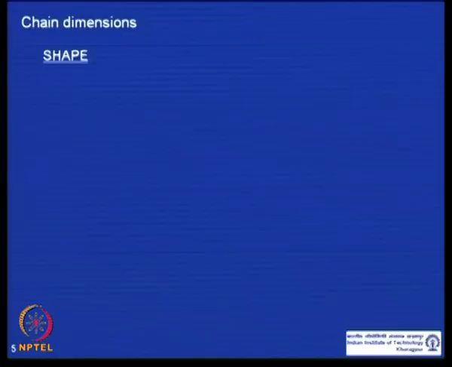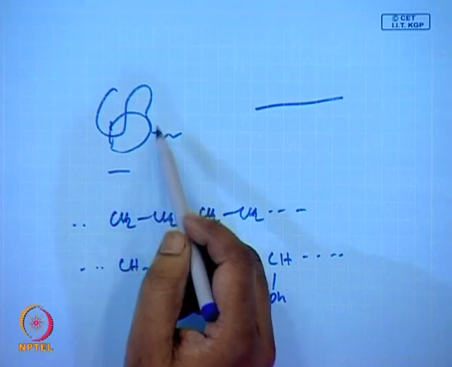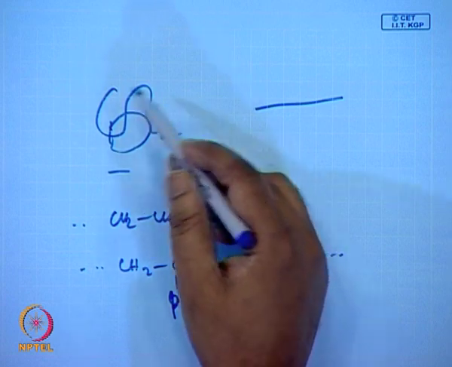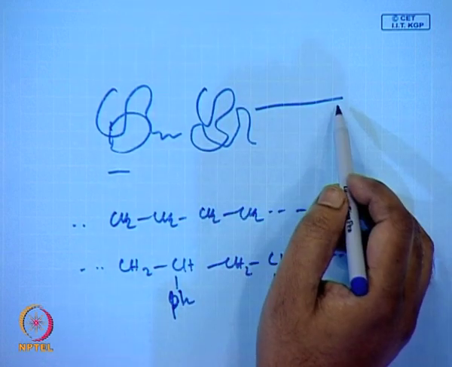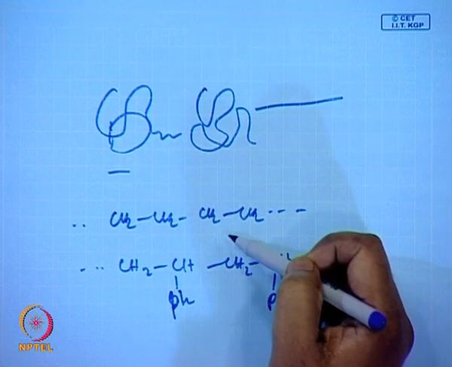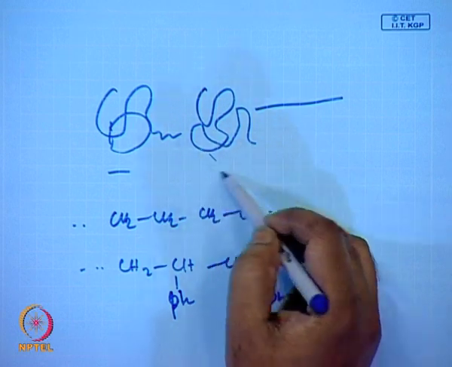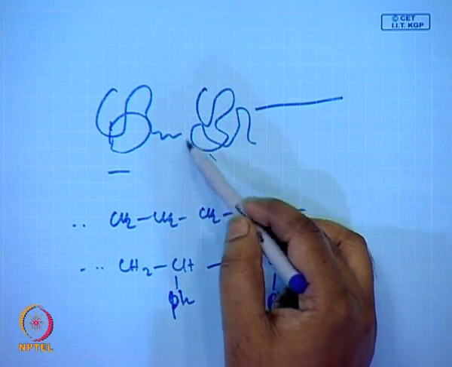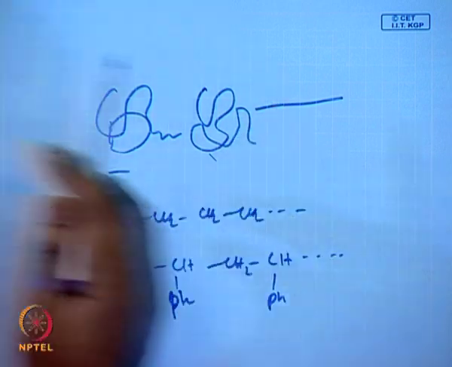We are using the terms size and shape. What do we mean by shape? As we mentioned, in most cases we write polymer chains like this or something like this, never like this, because polymer chains, as we have seen, have single bonds where rotation across single bonds is possible. So you get a flexible chain, and in most cases we get highly coiled chains. These are called coil structures.